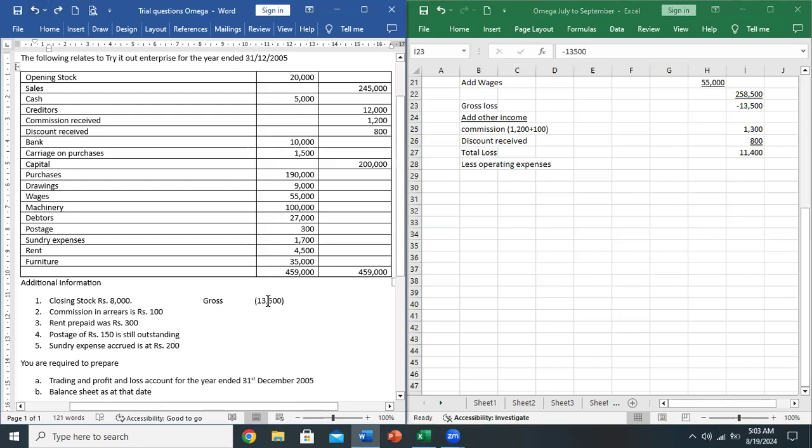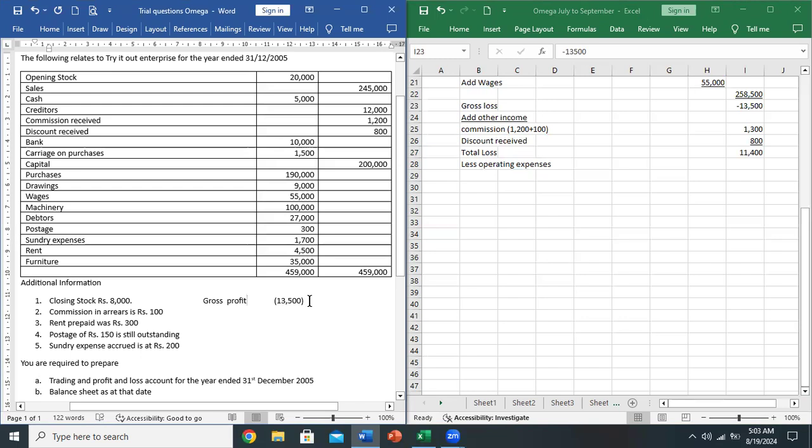So you put it in a parenthesis like this, as I've done here. But if you put it in parenthesis like that, you don't have to call it a loss again. You call it gross profit, but the parenthesis tells you that that profit is negative. So that's one way of presenting it.